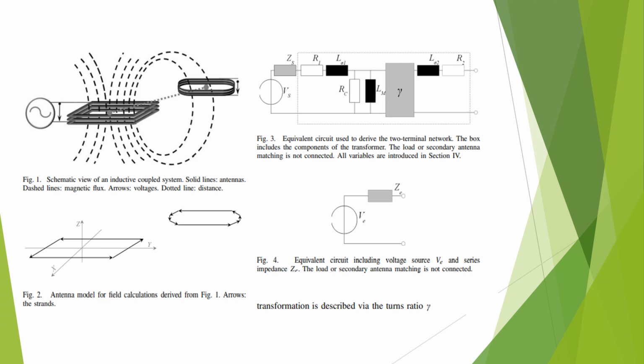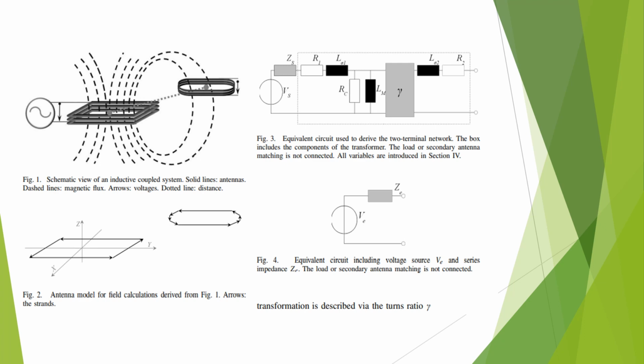Let's come to figure 2. Antenna model for calculation derived from figure 1. Arrows are the standards. Let's go to figure 3. Equivalent circuit used to derive two-terminal networks. The box includes the components of all transformers. The load or second antenna is not connected. All variables are introduced in section 4. Let's talk about it later.